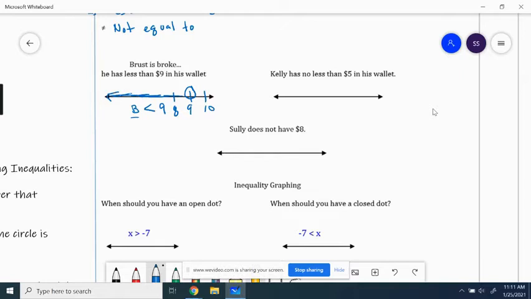Kelly has no less than $5 in his wallet. So let's use K and 5. So he has no less than, so not less than 5. So he could have 6, 7, 50, doesn't matter. So let's say it was, I don't know, 60. Well, if we were comparing 60 and 5, the mouth would want to eat the bigger number. Okay, so K is representing a bigger number than 5, and no less than could also indicate that he could have 5. So we're going to put the line underneath here.